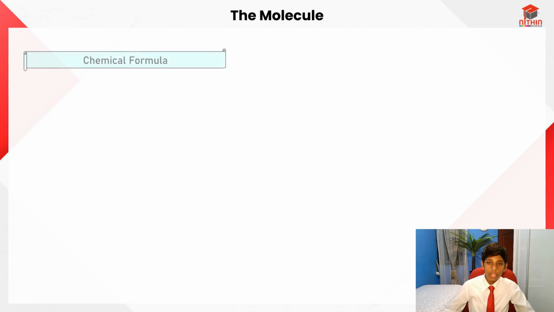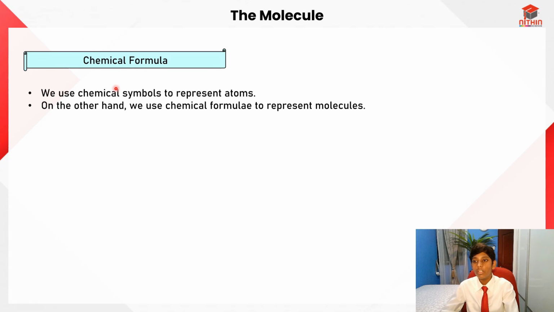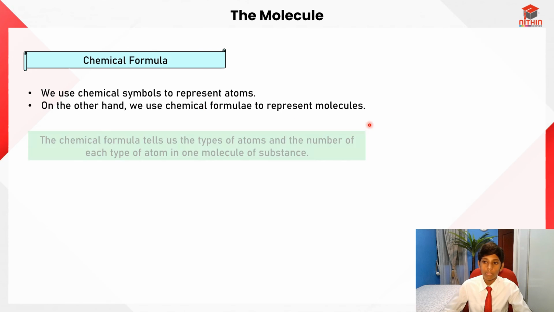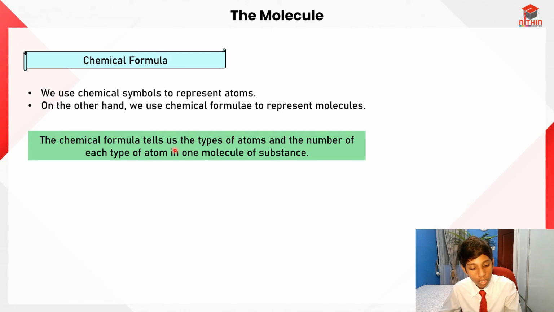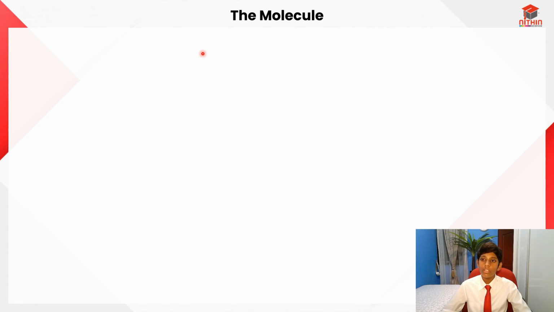Okay, next off we have the chemical formula. So we use chemical symbols to represent atoms. On the other hand, we use chemical formula to represent molecules. So the chemical formula tells us the types of atoms and the number of each type of atom in one molecule of a substance. Okay, so I hope you understood that.